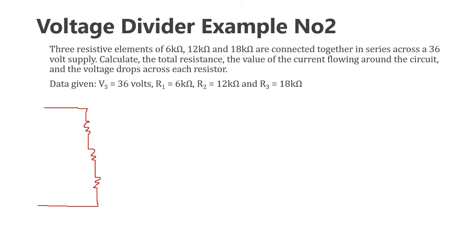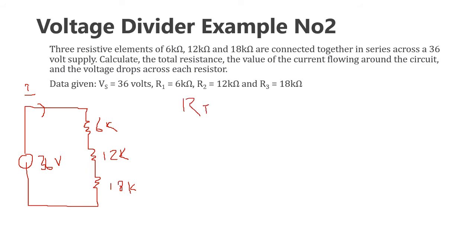Three resistors are connected in series with a voltage source. V is 36 volts, R1 is 6 kilo ohm, R2 is 12 kilo ohm, R3 is 18 kilo ohm. To find the supply current I, the first step is to calculate the total resistance. The total resistance RT will be equal to the addition of these three resistance values.